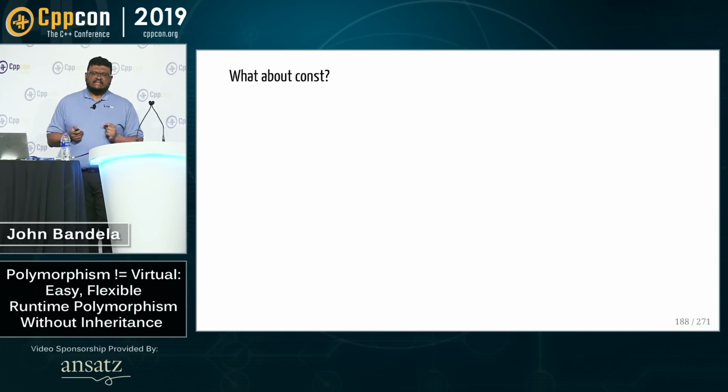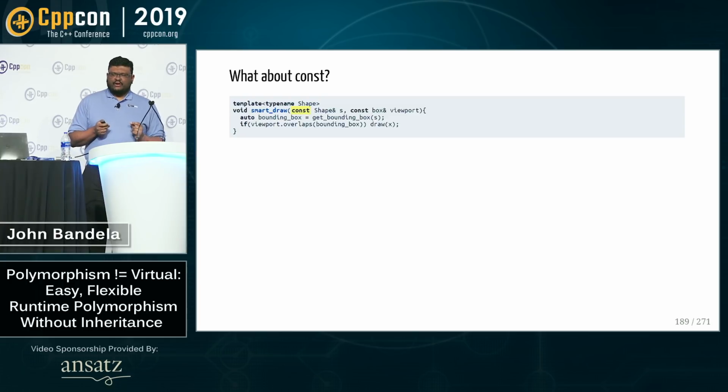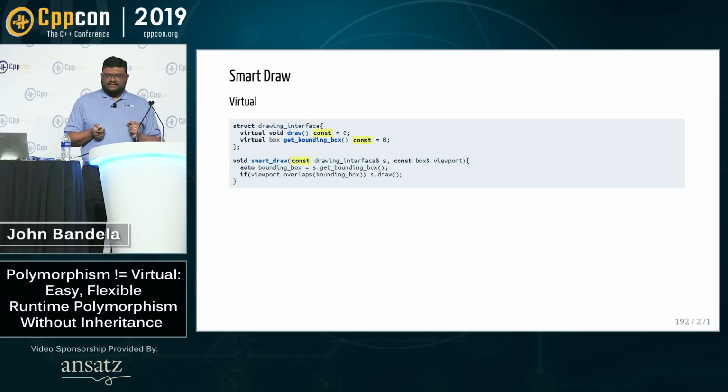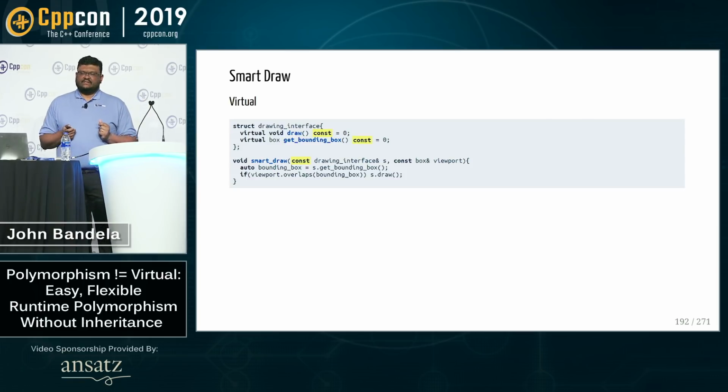What about const? Right? SmartDraw takes a constant shape, or it did. So virtual, right? We have the drawing interface. We make our draw and our get bounding box constant member functions. And we take a constant ref to a drawing interface.